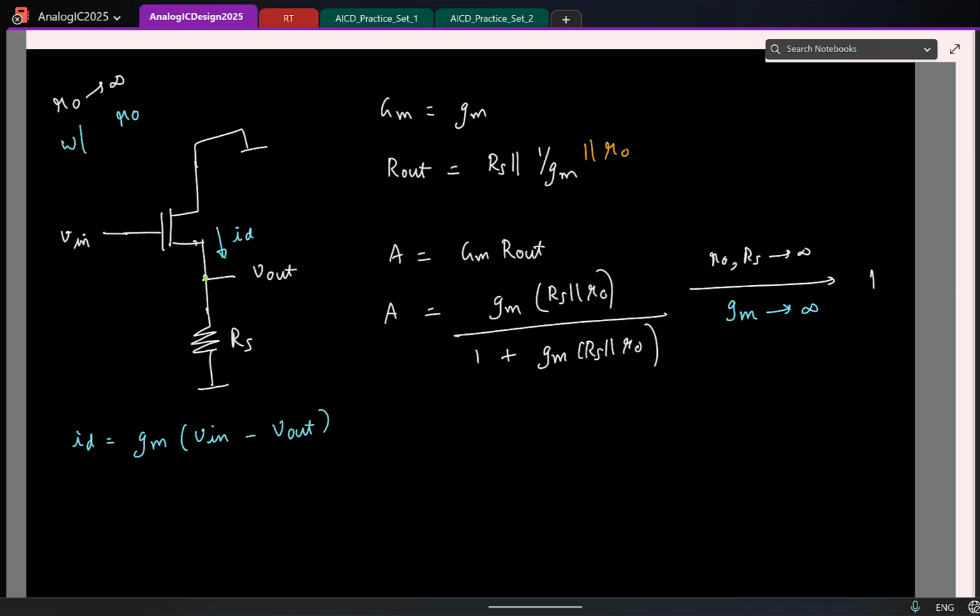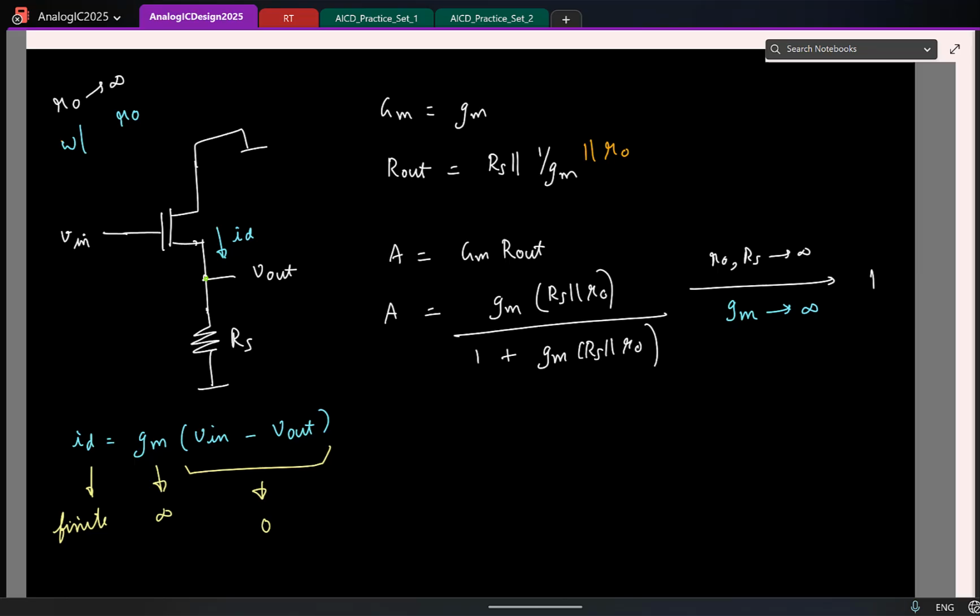I know for a fact all the voltages in my circuits are finite, which means the current has to be finite. Right? And I am tending Gm to infinity. So if the current has to be finite and Gm is infinity, what should happen to this quantity? That should tend to 0. Right? Of course, I am not showing a proper mathematical limit explanation, but it should make sense. So which means Vout must be equal to Vin. Is this clear?